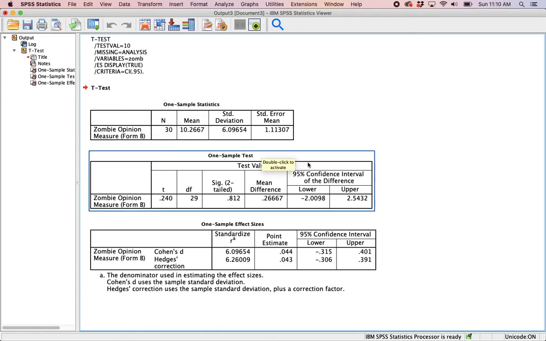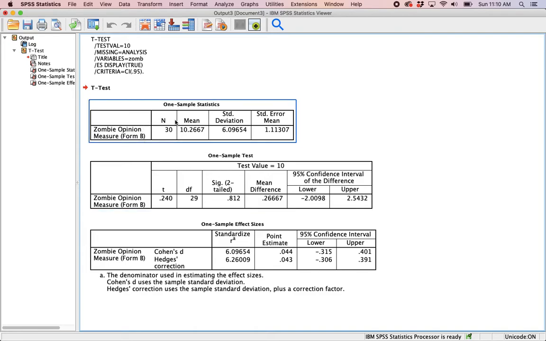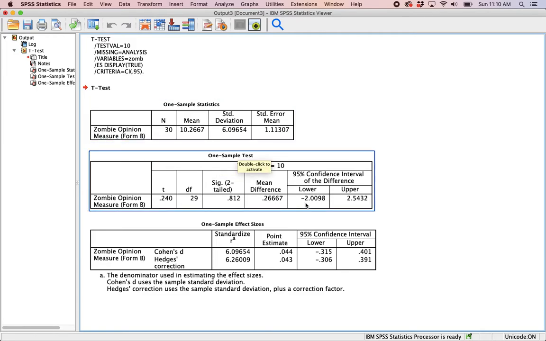So what this is telling us is that we could be 95% confident that this sample of people actually come from a population that would have an opinion that is 2 points less than 10. However, they could also come from a population that has an opinion that is actually 2.5 points more than 10. So you can see not a lot of confidence around our judgment.